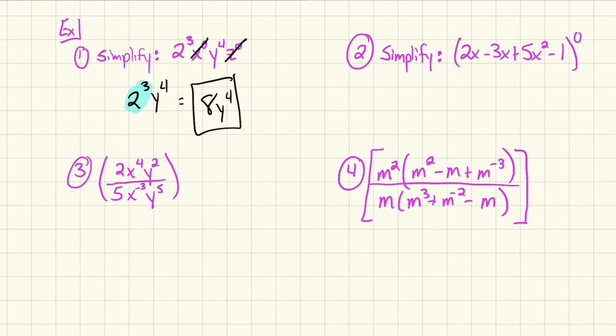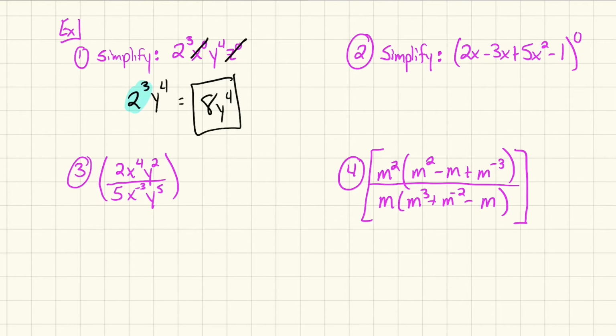All right, moving on to number 2. We have 2x minus 3x plus 5x squared minus 1, all that raised to the 0 power. Now, I can look here and I can see that there's a lot of things that we could change, right? We can combine terms that I've highlighted in blue there. We can maybe move the 5x squared in the front and organize things a little better.